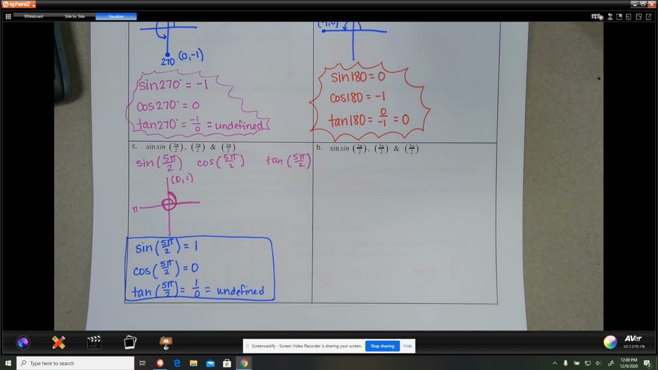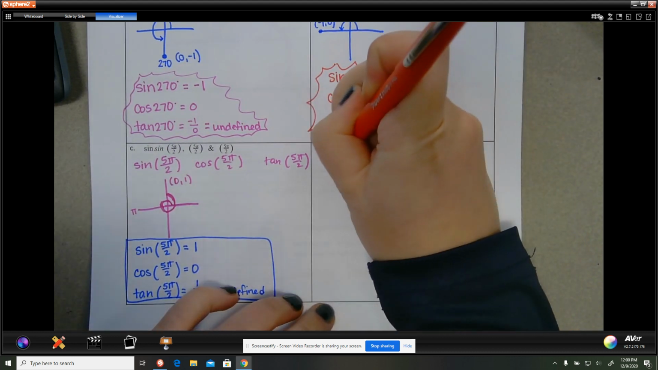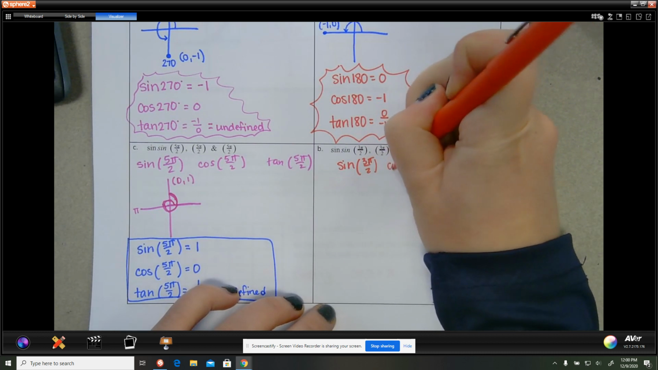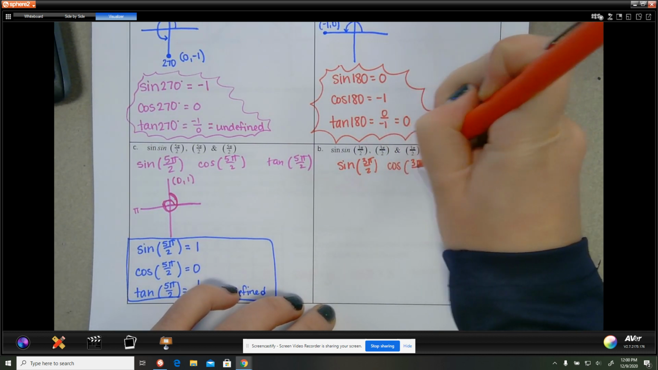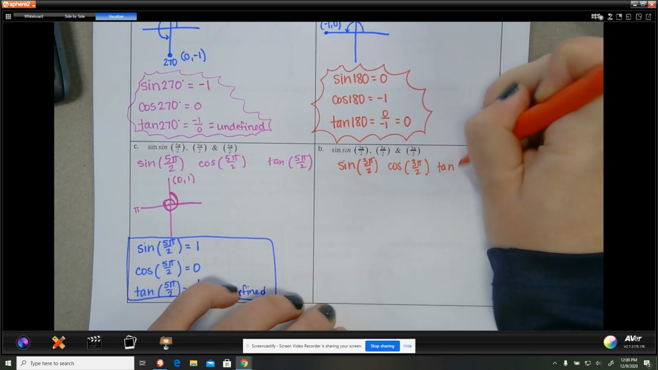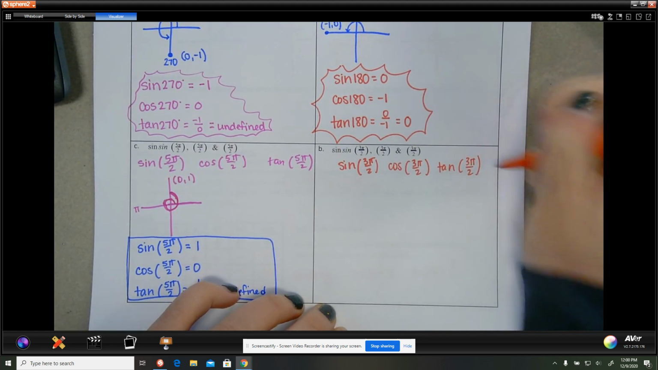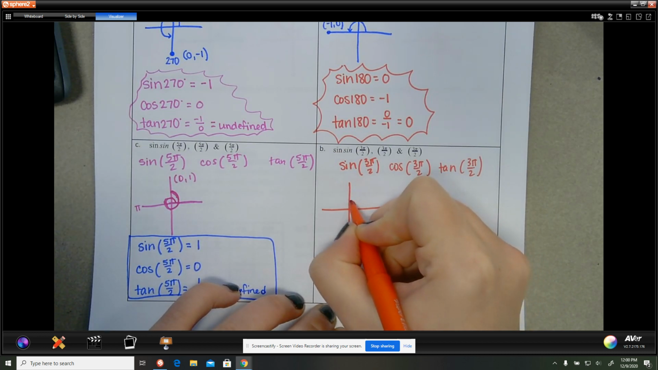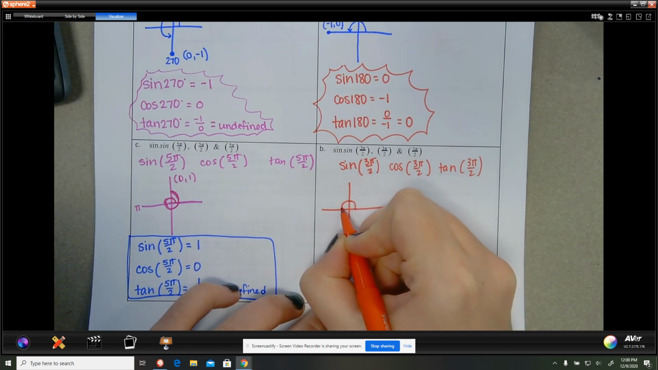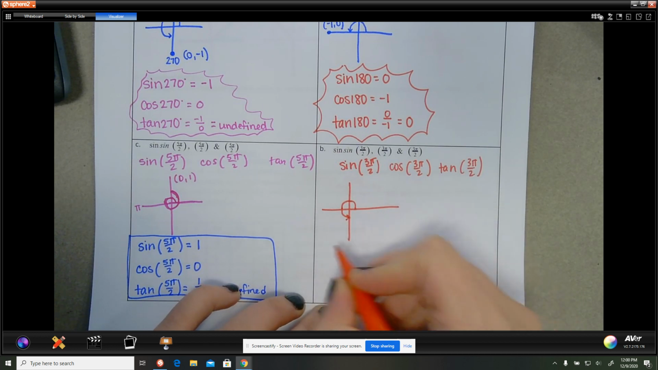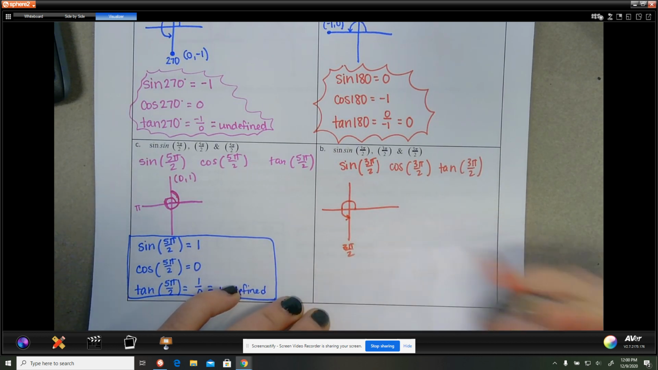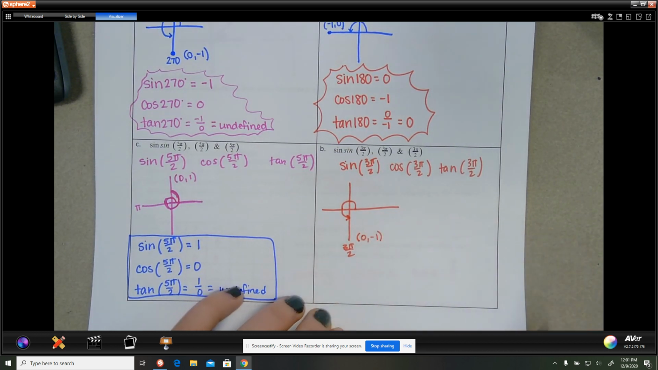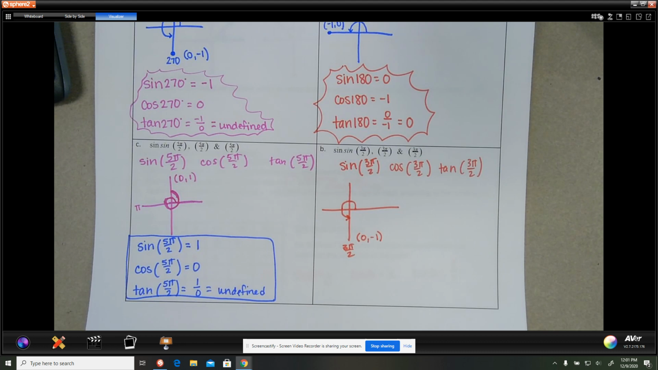All right, we're back. Hopefully you found the sine of 3 pi over 2, the cosine of 3 pi over 2, and the tangent of 3 pi over 2, which would terminate, let's count this out, pi over 2 is here, 2 pi over 2 is here, that's the same as pi, 3 pi over 2 is right here. Okay, so this is at the ordered pair 0, -1. And we've actually already done this one. This is the same as 270.